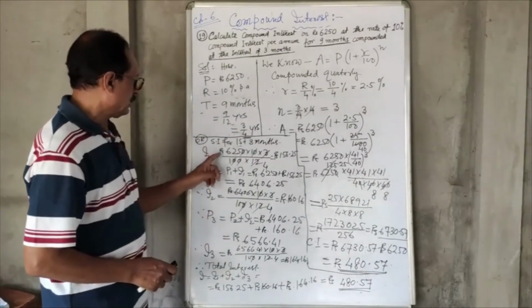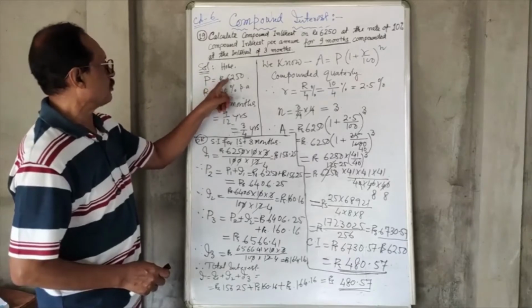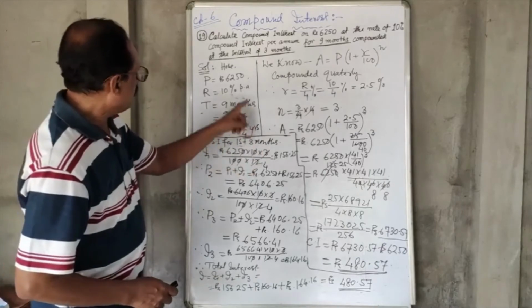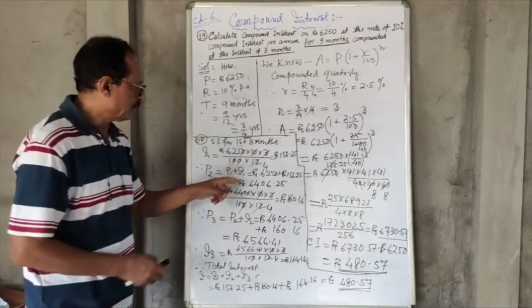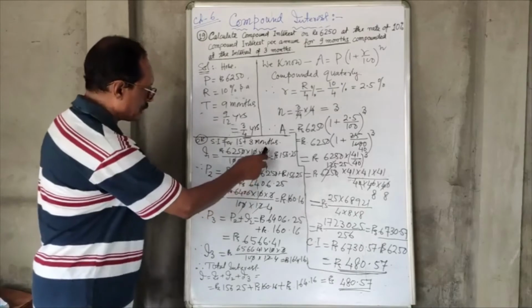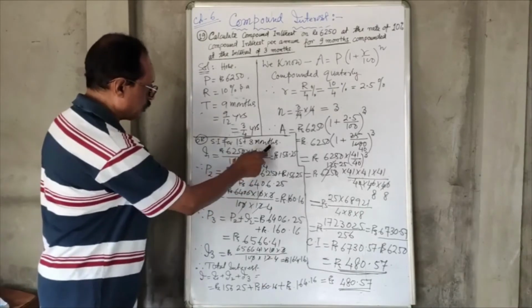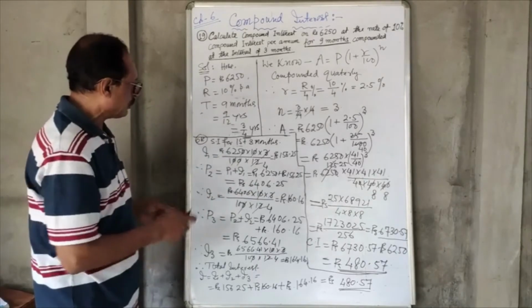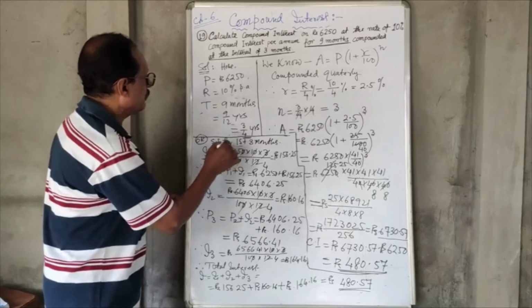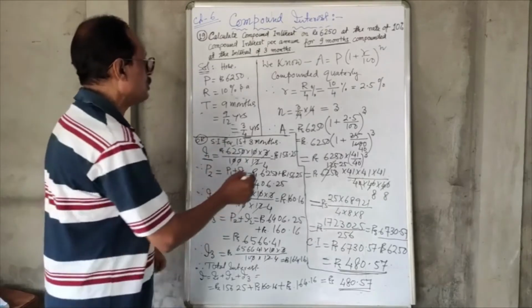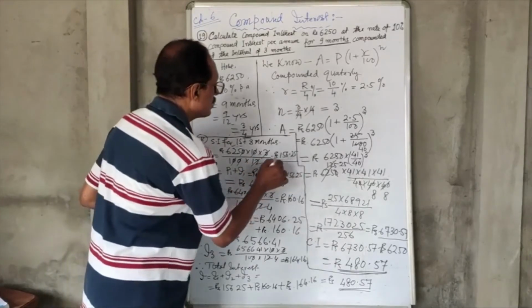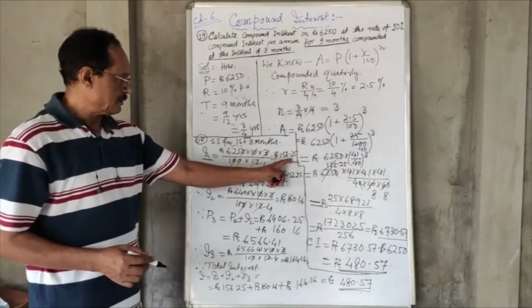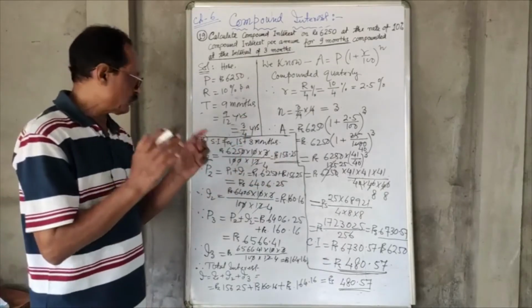In this calculation, the principal has been given as 6,250 rupees. The rate is 10% per annum, and it is for 3 months. 3 months means how many years? 3 months means 3 by 12 years. So that's why it is 10% into 3 by 12 years by 100. And after calculating, you will be getting the interest for the first 3 months of the given money, that is 6,250 rupees, calculated as 156.25 rupees.